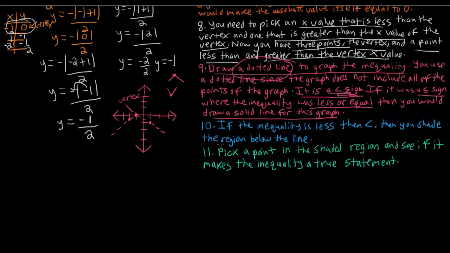All right, now step 10. It says if the inequality is less than, which is what we have, a less than inequality, then you shade the region below the line. So this is the line right here. Because this is a less than, we need to shade this region right here. Everything below the line has to be shaded.